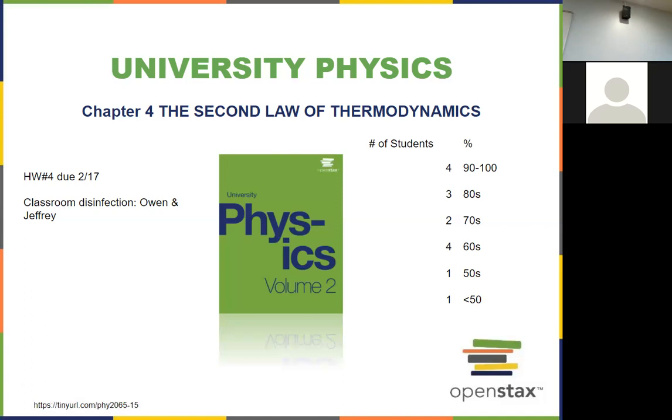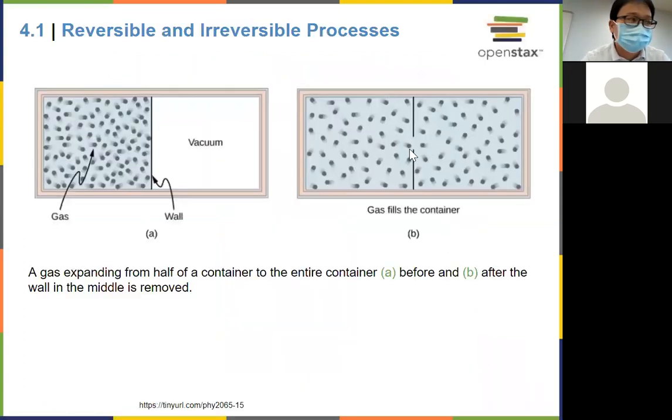You guys have an average of 75.2% on this one. All right. Four of you guys in the 90s, three in the 80s, and two in the 70s. Four of you guys have 60s, one 50s, and one less than 50. Okay. I just put the solution online so we can take a quick look at that.